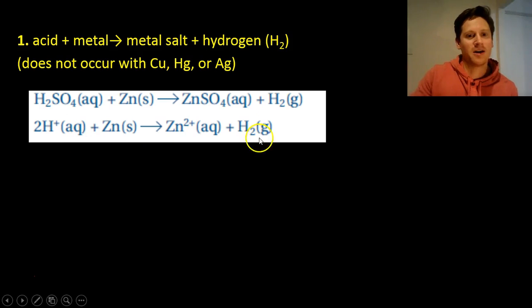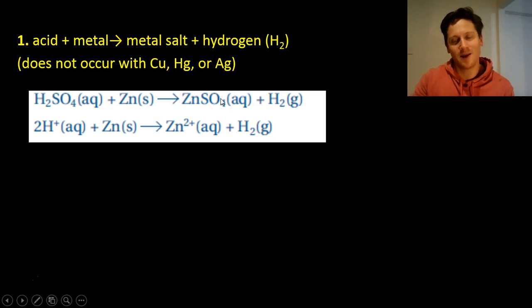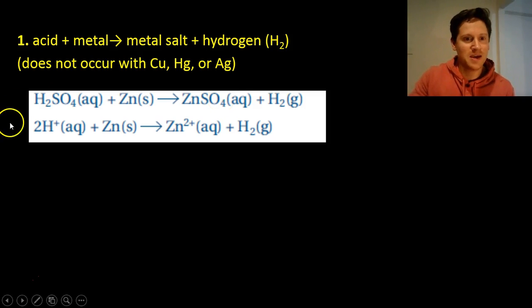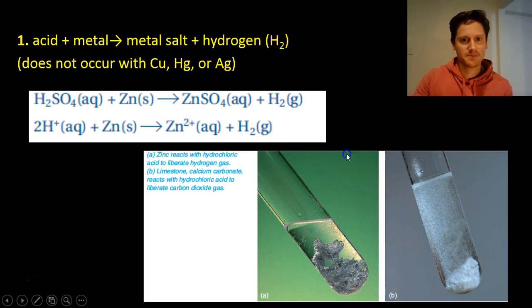At the bottom, we've got an ionic equation. The ionic equation is removing the spectator ions. The sulfate ions are going to be present in the solution, but they're going to be spectators, so they're not participating in the reaction. So this is the ionic equation down the bottom: 2 hydrogen ions plus zinc metal will go to zinc ions and hydrogen gas. So it's cancelling out the spectators.